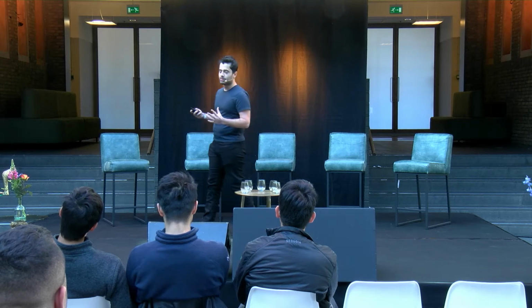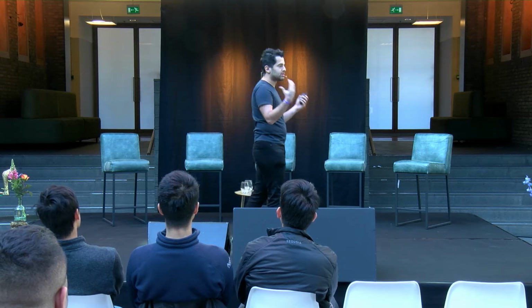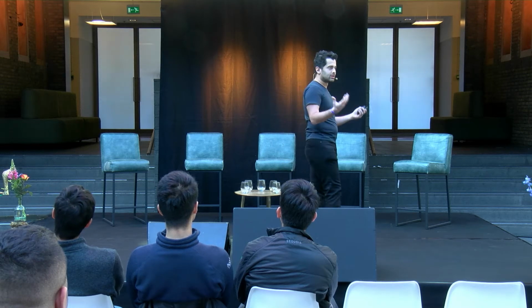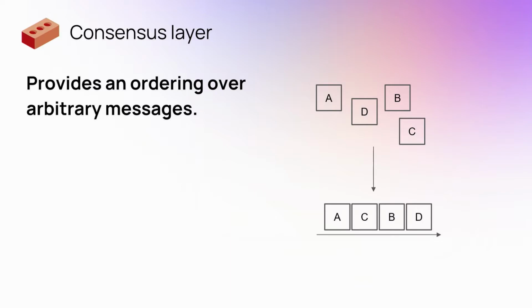So let's talk a little bit about what the actual layers are in a modular blockchain stack once you decouple them from a monolithic blockchain. The first layer is consensus. The consensus layer is simply responsible for taking arbitrary data or arbitrary messages and then providing an ordering over those messages. A developer would submit a bunch of messages to the network, and the consensus layer would tell you in which order those messages are serialized. At a fundamental level, that's what consensus does.